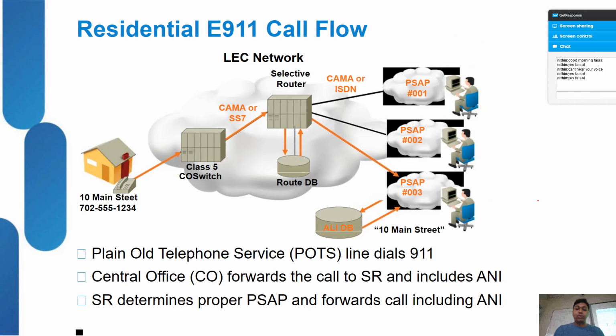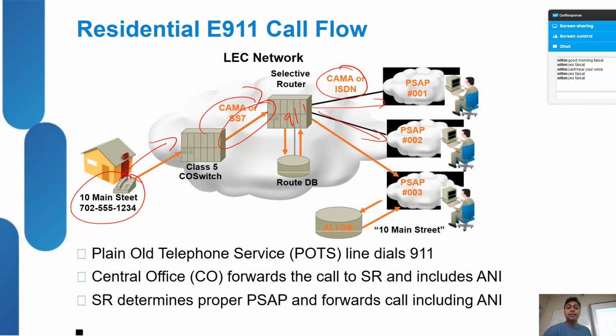So with normal plain old telephony service, you dial 911, and the call goes to your telephone company's switch. The telephone company switch will have SS7 or comma signals with the 911 selective router. Then from the 911 selective router, you will have a comma or ISDN connection to the appropriate PSAP. Which PSAP is selected will be based on two elements: the ESN number and the ANI.